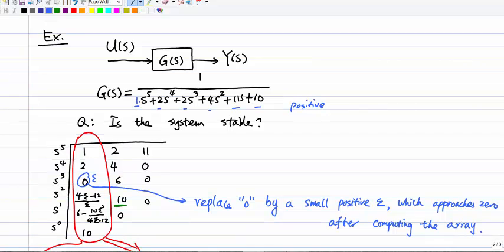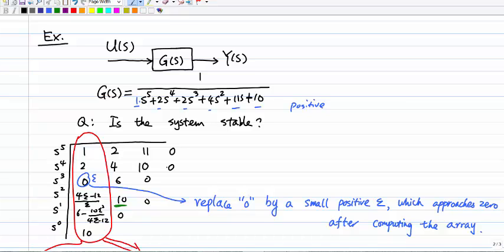If I build a Routh array, the highest power is S to the 5th. So I draw a horizontal line and a vertical line. For the vertical line, I have S to the 5th, S to the 4th, S to the 3rd, until S to the 0. That's simple. Then I put all the numbers in. So I have 1, 2, 2 and 4, 11, and this one has to be 10. I also put 0 over here. So 11, 10.